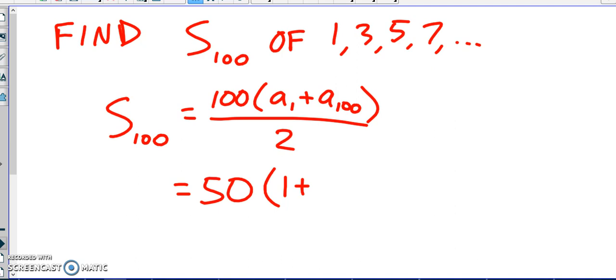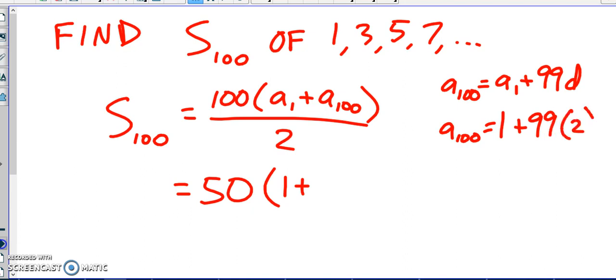But then I need to know what A100 is. Well, I can use my explicit formula. A100 equals A1 plus 99 times D, because it would be 100 minus 1 from earlier. Well, D is the common difference. Each one of these is 2 apart. So this A100 would be 1 plus 99 times 2, which would be 199. So I would have 50 times 200, which would of course be 10,000.